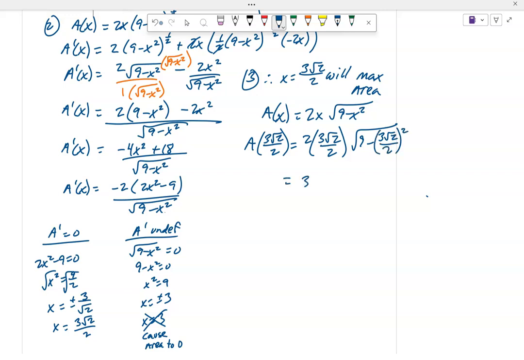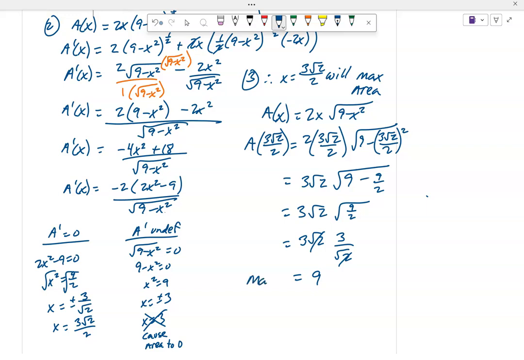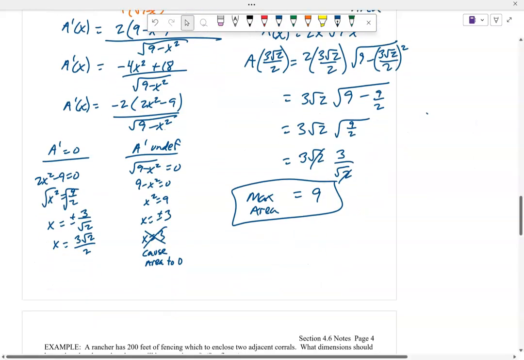And we've got 3 root 2 square root of 9 minus 9 halves. 3 root 2, and I've got 18 over 2. So that'll be 9 halves. 3 root 2 square root of 9 is 3. Square root of 2 square root of 2. Those will cancel. Looks like I've got 9. That's our max. Area is 9.